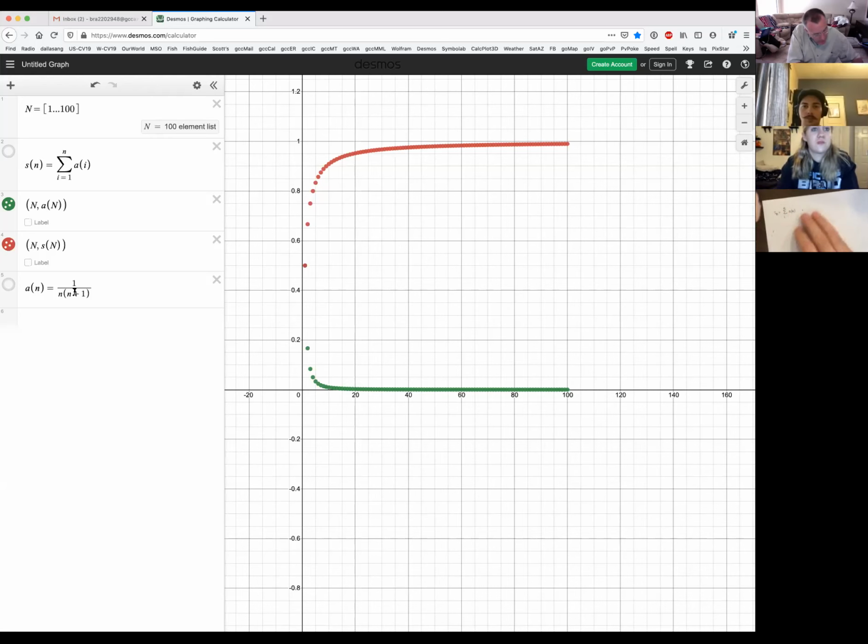So, whoops. The sum from i equals 1 to n of the terms, which in our case is the sum from i equals 1 to n of, what was our formula? 1 over n times n plus 1. So what should we do? We should write a few out. So that's 1 over 1 times 2. And then we've got 1 over 2 times 3. And then 1 over 3 times 4. And then 1 over 4 times 5.